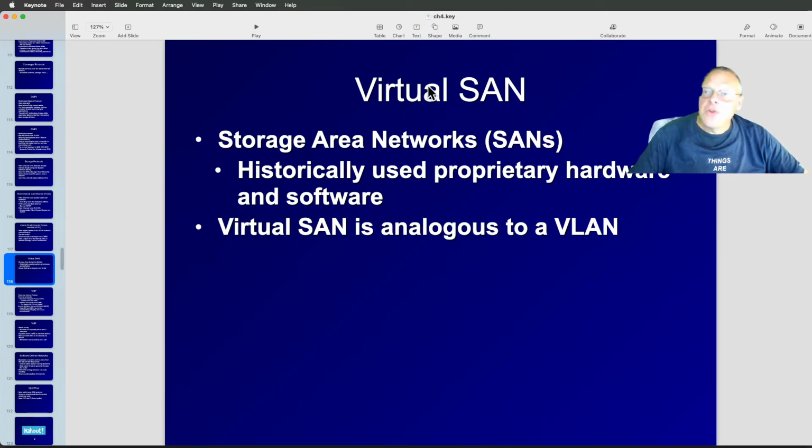Then there are virtual storage area networks. They typically use proprietary hardware and software, so you can make a virtual SAN, which will split up the traffic into groups like a virtual local area network.